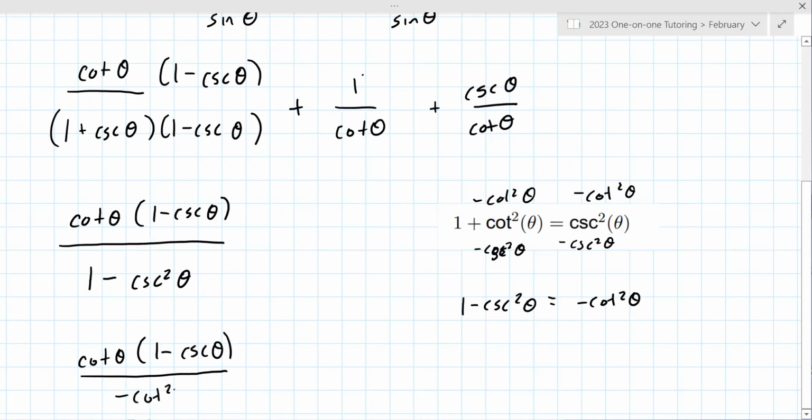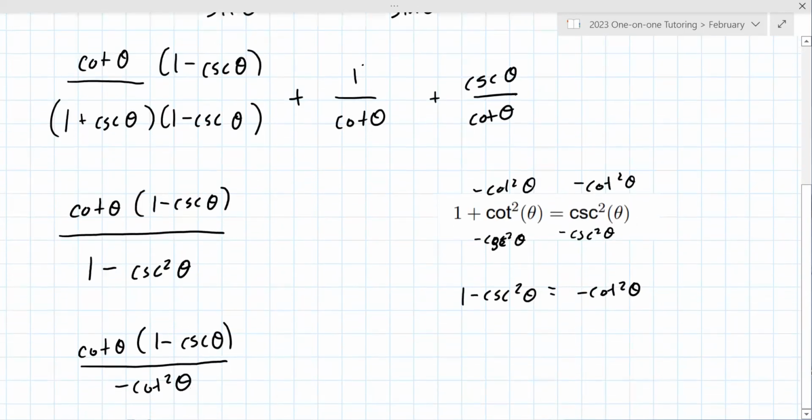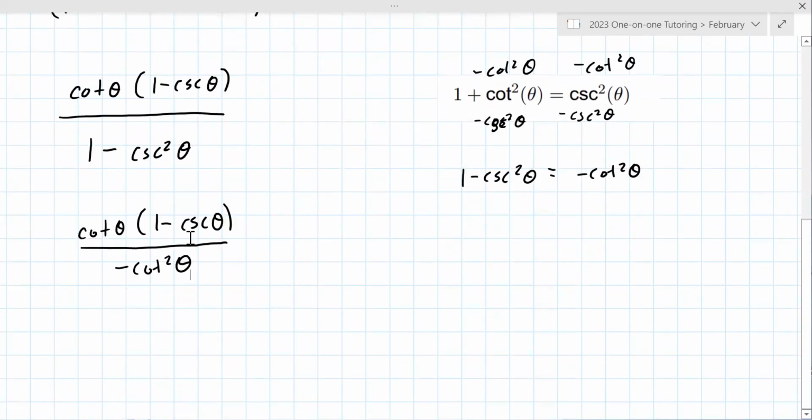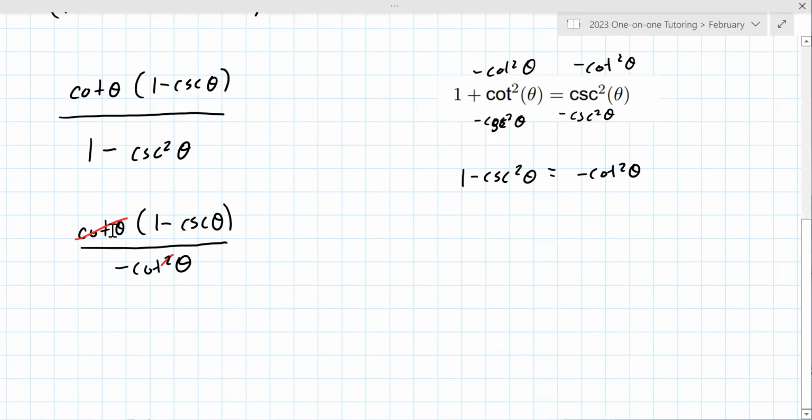And then minus cotangent squared theta. And then again, you have some options here. Let's just focus on this part right here. Anything you see from this point that you can do? Cotangent. Can the cotangents cancel? Yes. You definitely want to do that. Now this minus, you probably want to move it up to the top. So it'll be minus 1 minus cosecant theta over cotangent theta, like that.